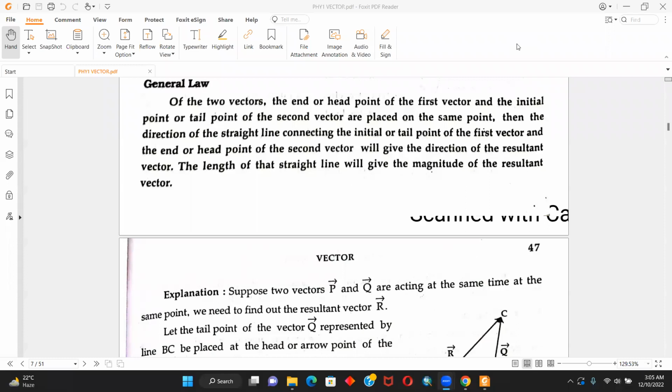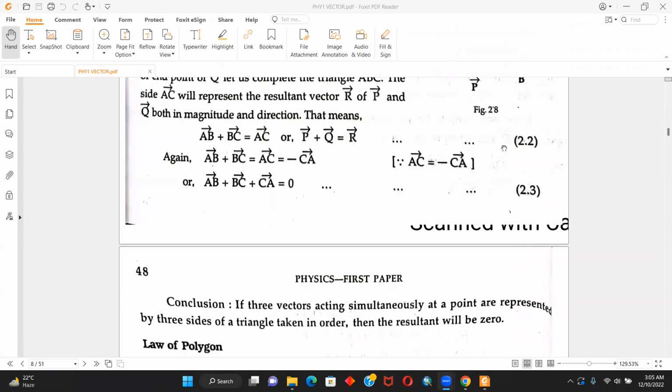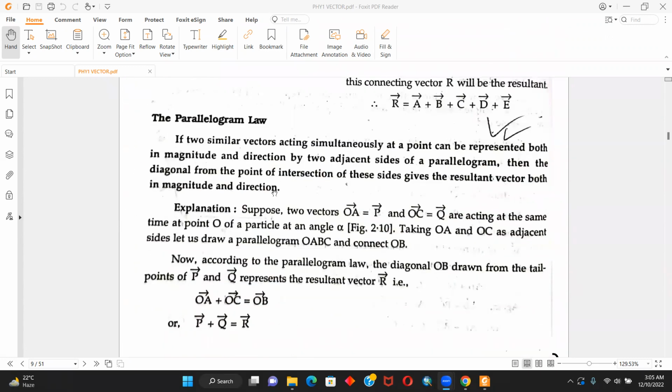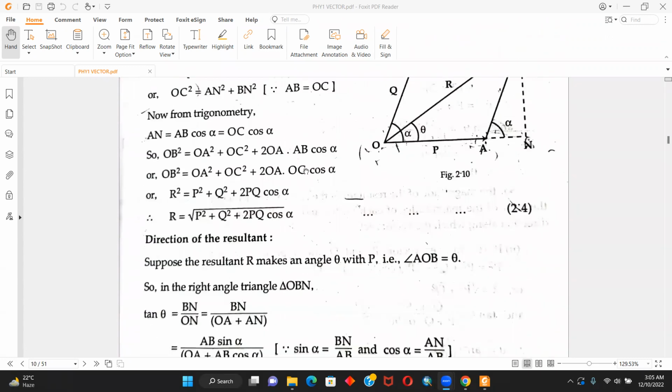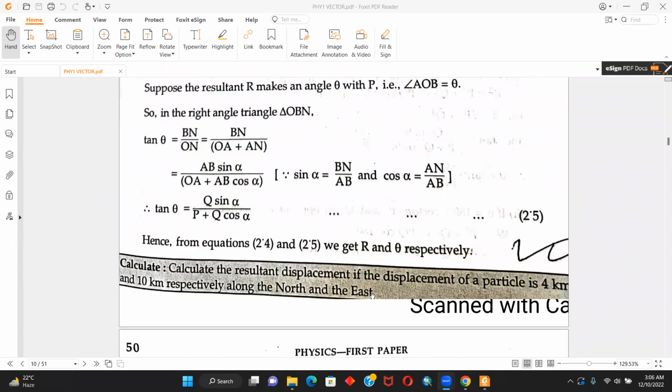So, we completed till the general law, then the triangle law, then the law of polygon, then the parallelogram law, and so on, so on. All right. So, you were given this math. Did you do this one?